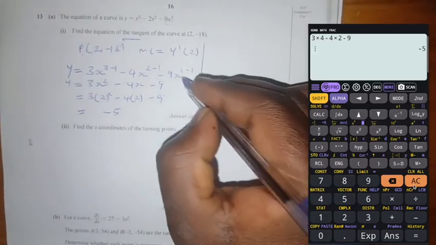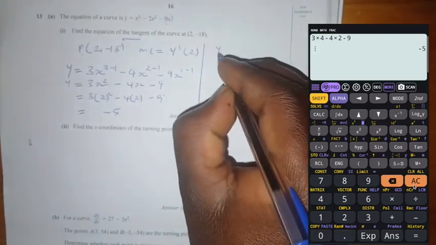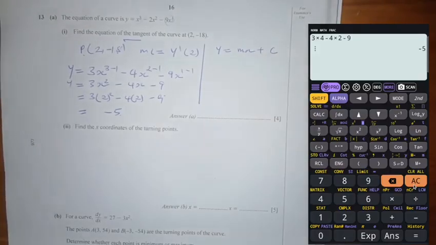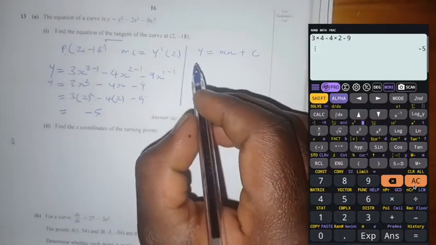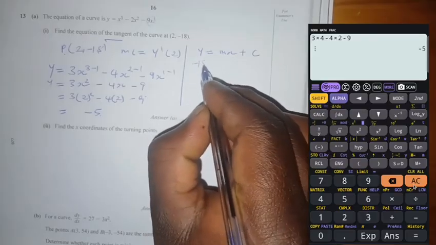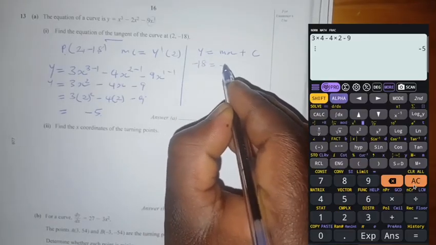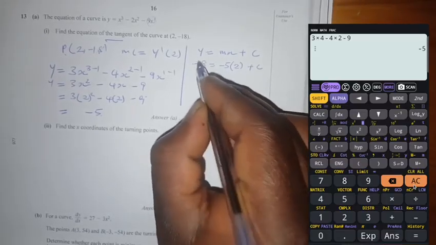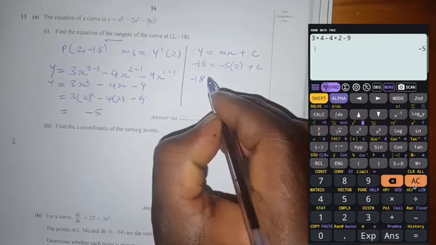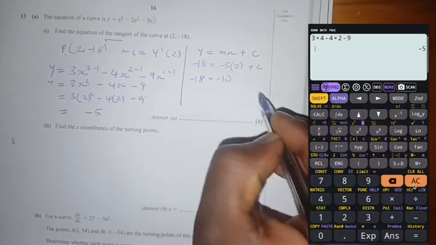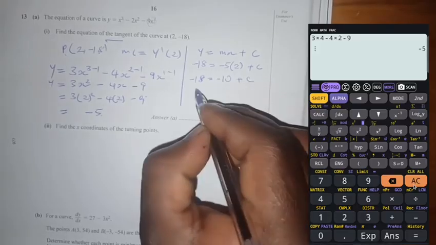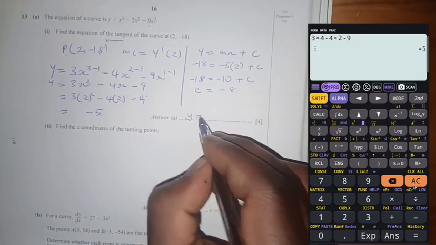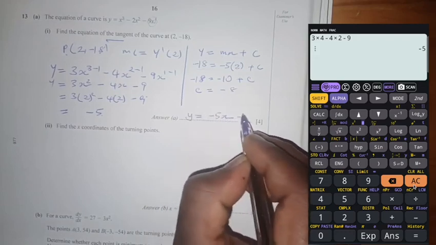Now that we have the gradient and the point, y is equal to mx plus c. Then we have, let's substitute the value of y, it's negative 18 is equal to the gradient, it's negative 5, and then x, it's 2, plus c. So this one is negative 18 is equal to negative 10 plus c. Now if you add 10 on both sides, you will get that c is equal to negative 8. Then your y is equal to minus 5x minus 8.